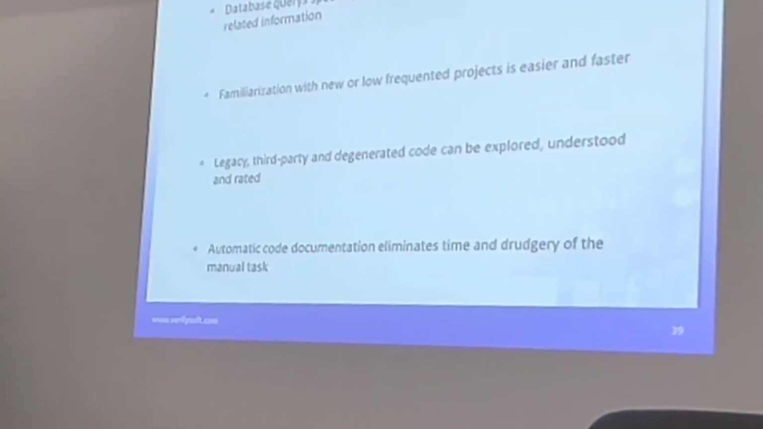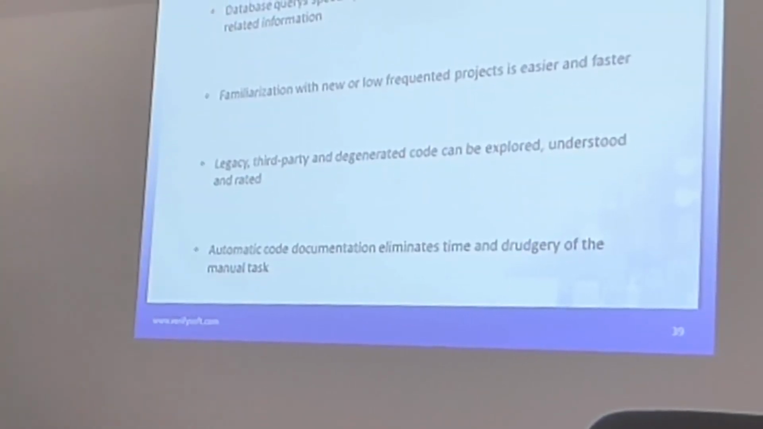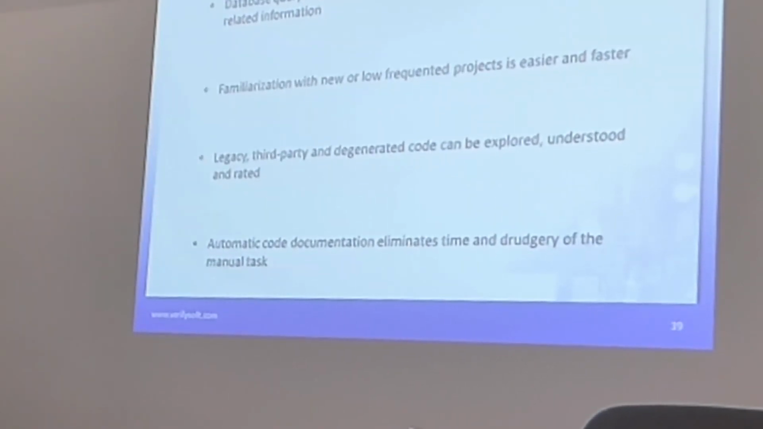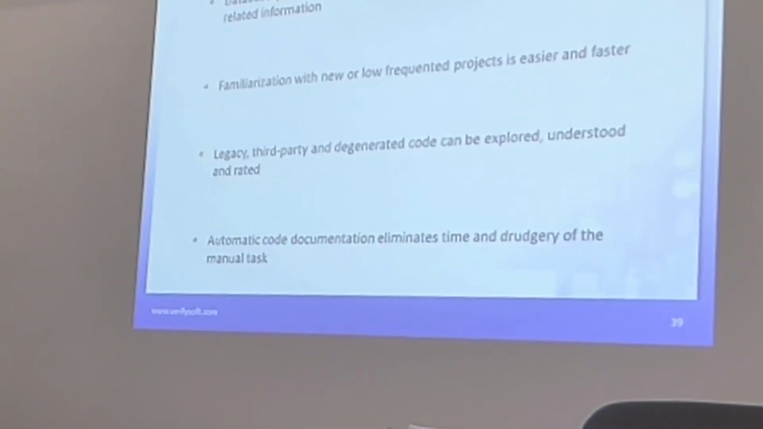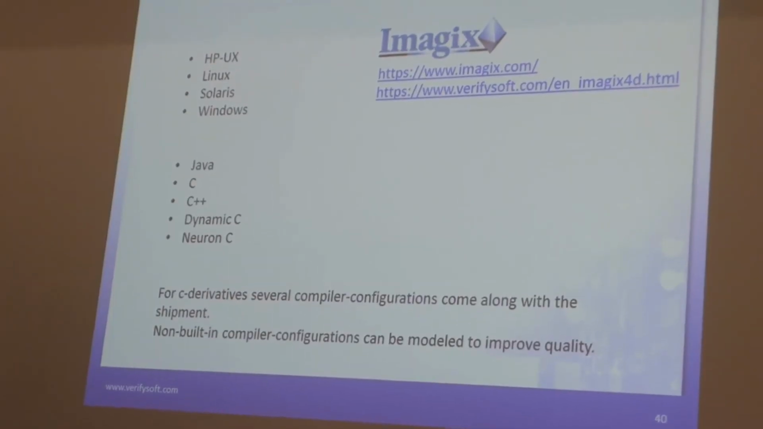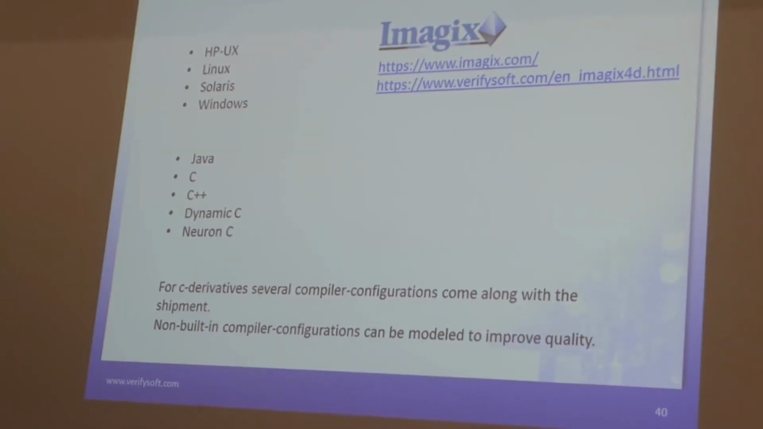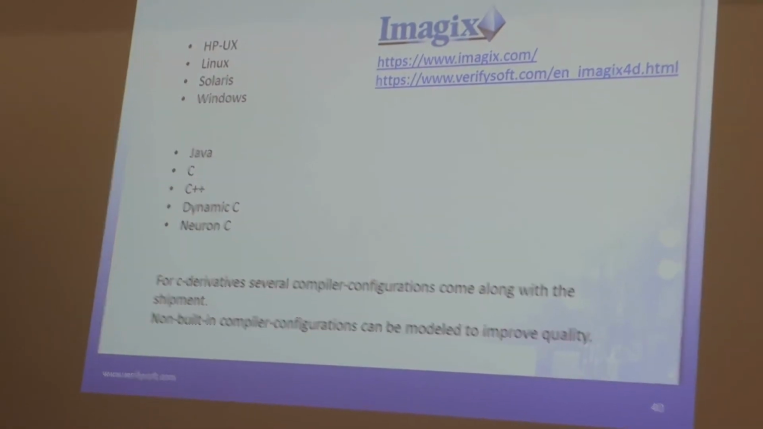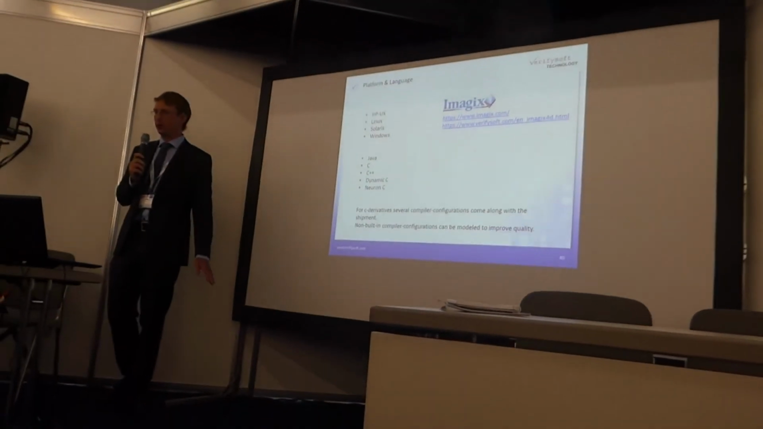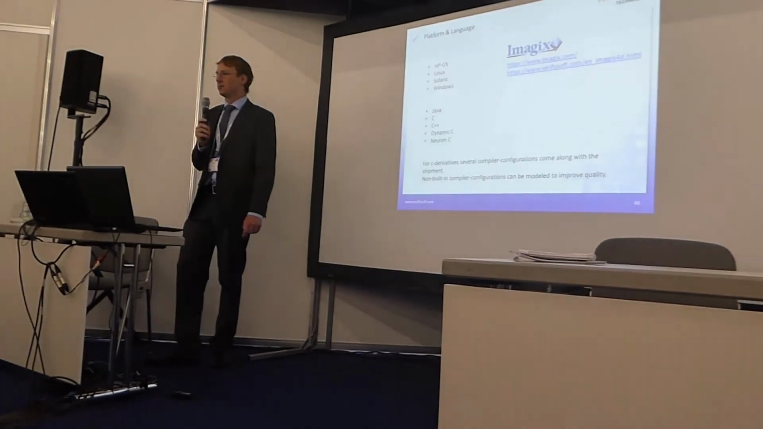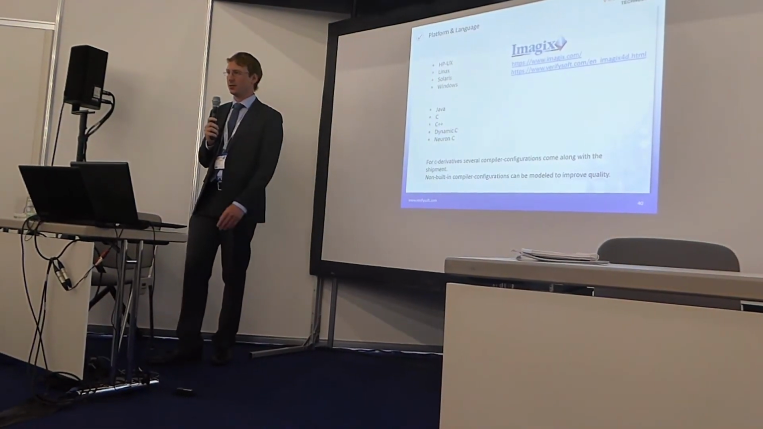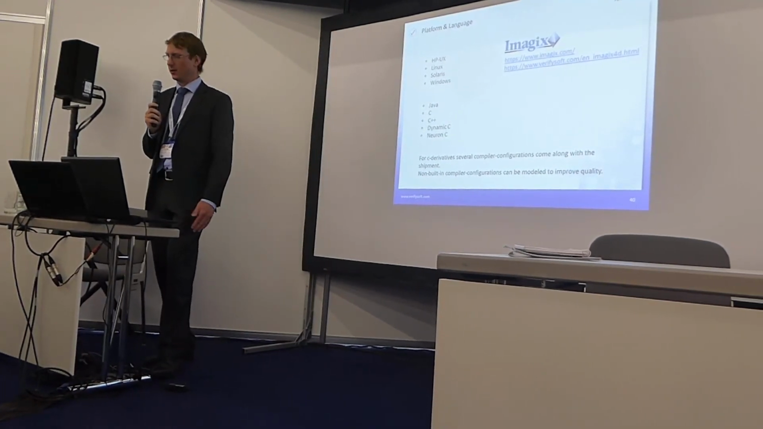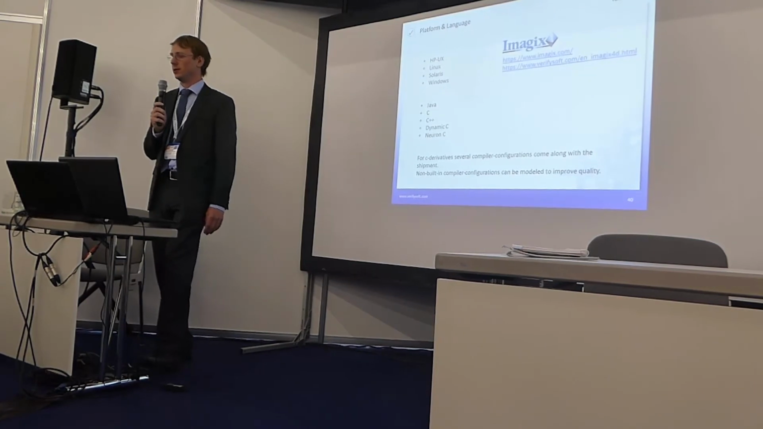Last point, I listed automatic code generation that eliminates partly the time drudgery of the manual tasks of code documentation. Supported languages, Java and C and C++ in some standards. One note to the C derivations. We support a lot of compilers off the shelf, but if you have some exotic compiler that is not listed from Imagix, then we can adapt an existing one or create a new one.